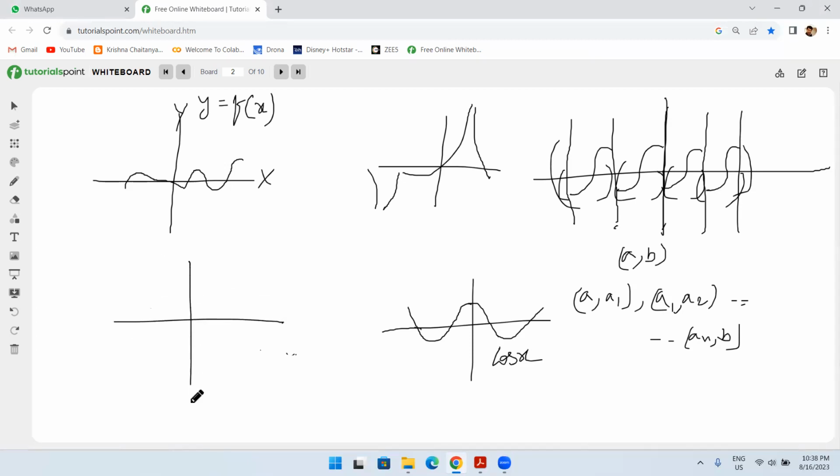If you take another graph, suppose for example the curve is like this, it is not continuous as well as not piecewise continuous. From here to here it is continuous, but from here to here it is not continuous. There is no curve here. So it is not piecewise continuous, not sectionally continuous. Okay.